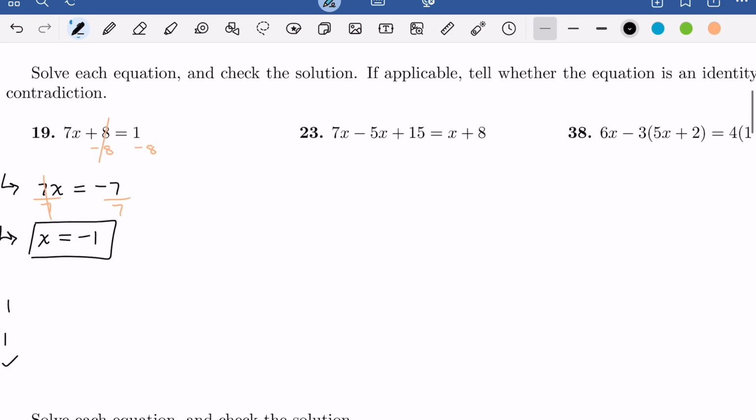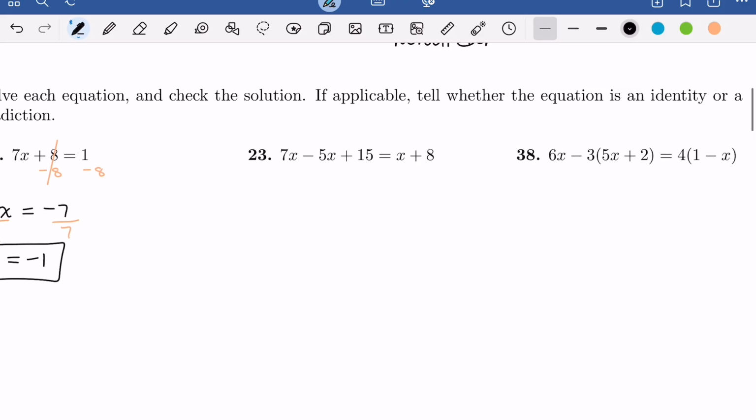All right, let's look at question 23 here. We're going to do the same thing. Now this one's a little more complicated. Notice we have 3 terms on this side, 2 terms on this side. So let's see if we can simplify this a little bit further.